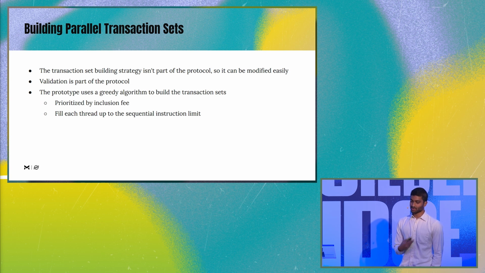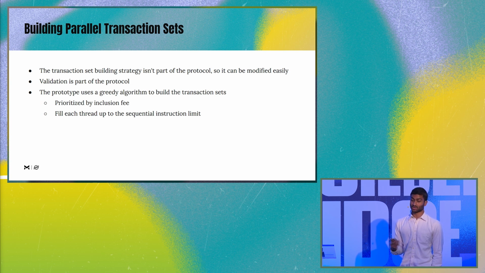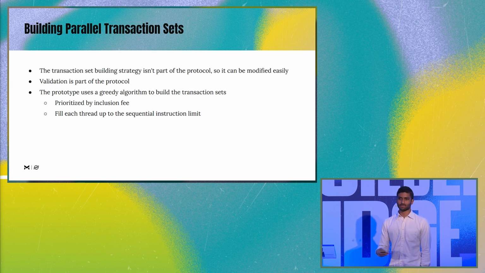So, for example, our prototype at the moment uses a greedy algorithm that prioritizes by the inclusion fee and fills each thread to the sequential instruction limit. So it's essentially a bin packing problem where we fill up each thread until it's full. And because the strategy is not part of the protocol, we can optimize this without waiting for a protocol release.